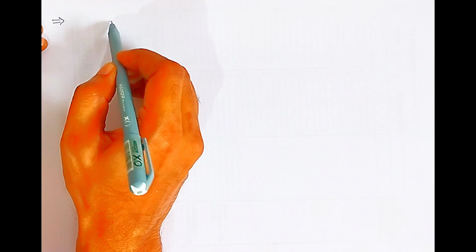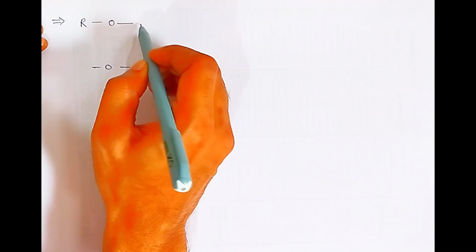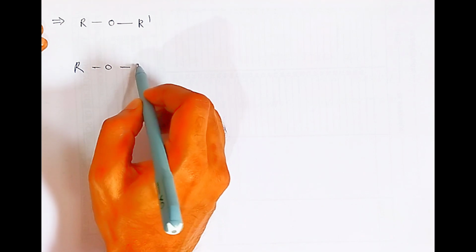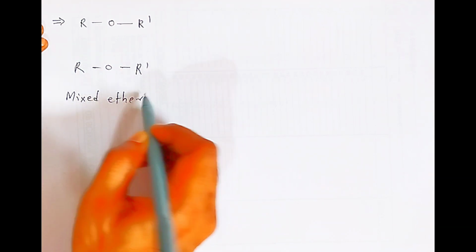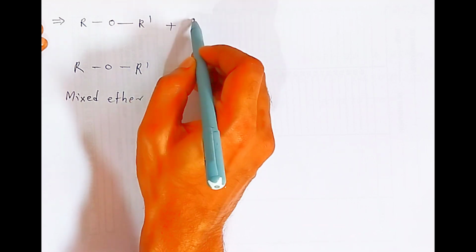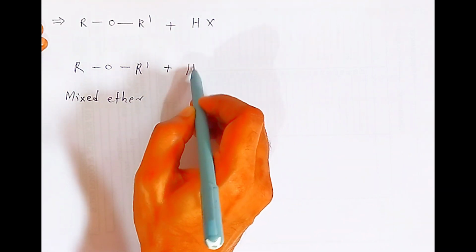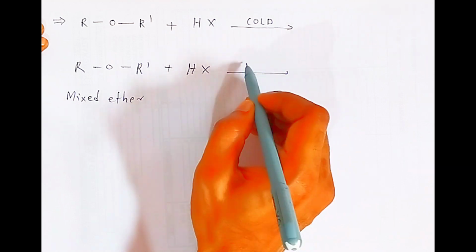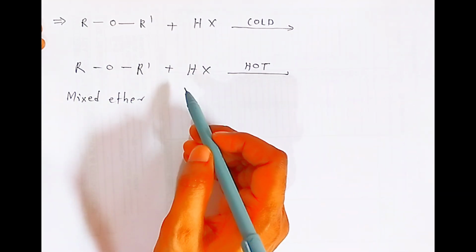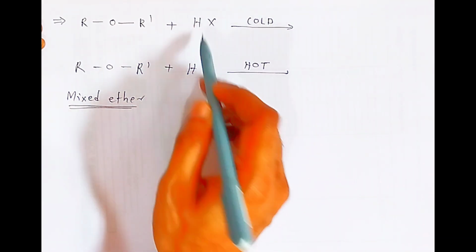Now, second, oxygen is there. Here I am using a mixed ether, R and R dash. This is the mixed ether, students. Now what happens? Action of hydrogen halide. Here, action of hydrogen halide in the cold state, how it will combine, and in the hot state. So if you have a mixed ether, how is it combining with hydrogen halide?